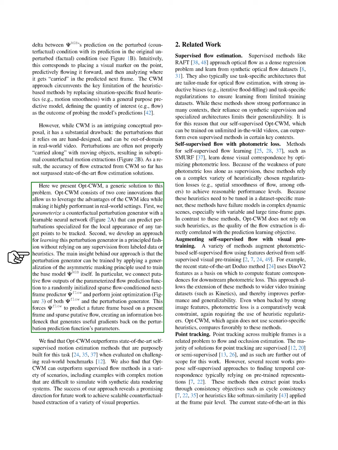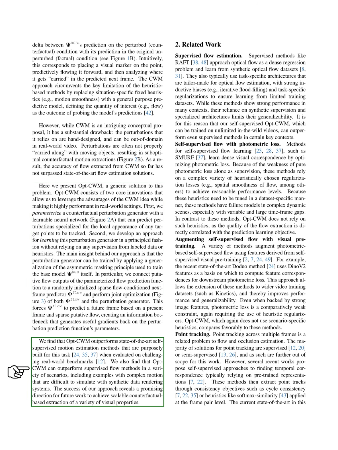By connecting the flow outputs to a new sparse flow condition predictor, we optimize both the predictor and the perturbation generator together. This joint optimization helps refine the predictions and enhances the performance of our method. Our results show that Opt-CWM outperforms existing self-supervised motion estimation methods and even some supervised methods in challenging scenarios, indicating a promising direction for future research in extracting various visual properties.